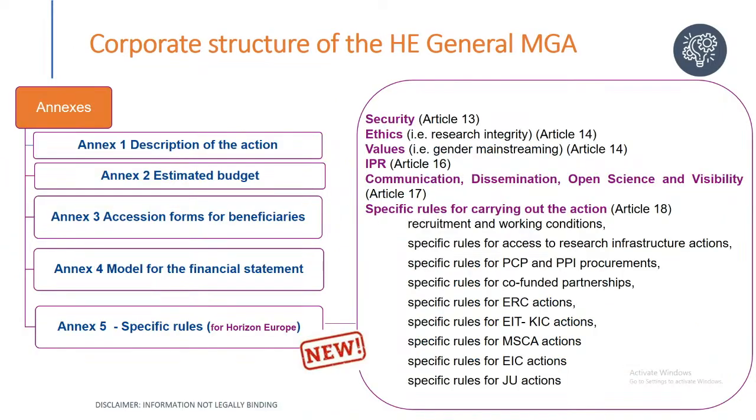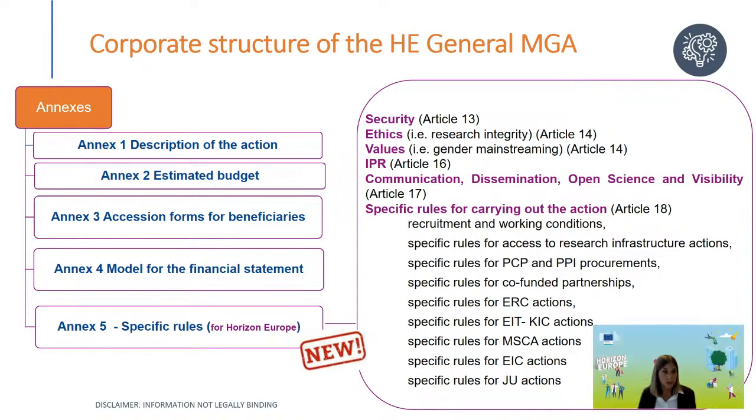In the grant agreement, you don't only have a core part. There are also 5 annexes attached to your grant agreement that come from the proposal stage. So you have Annex 1, which is the description of the action. That includes the technical details of the project that you're going to implement.